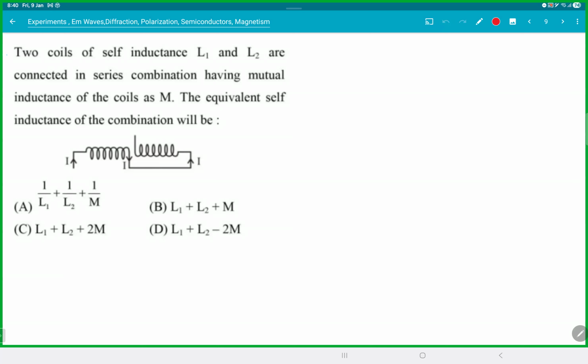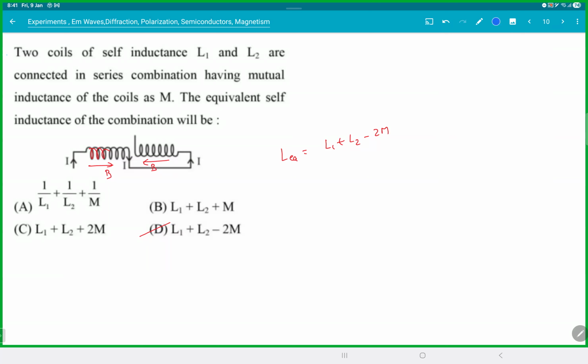So here you just have to look at the directions. In this, the current is flowing this way, so the field is this way. Here the current is going this way, so this field is also this way, and both are opposing each other. Therefore, L equivalent will be, the fluxes will oppose, L1 plus L2 minus 2M, the D option. So you just have to look at the orientation. Are the two fields inside opposite or equal? If they're equal in the same direction, that means the fluxes are supporting each other. Clear with this?